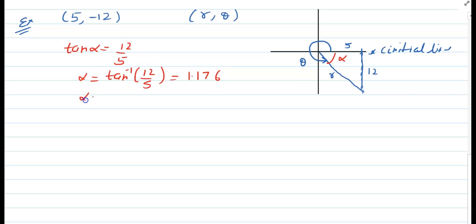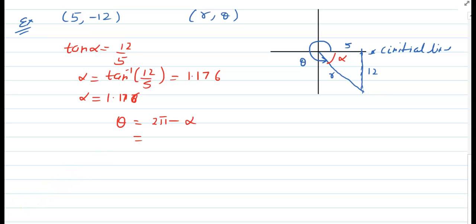1.176. So alpha we got 1.176. Now, we are not looking for alpha, we are looking for theta. So theta will be how much it is? From here till here, theta is 2 pi minus alpha.